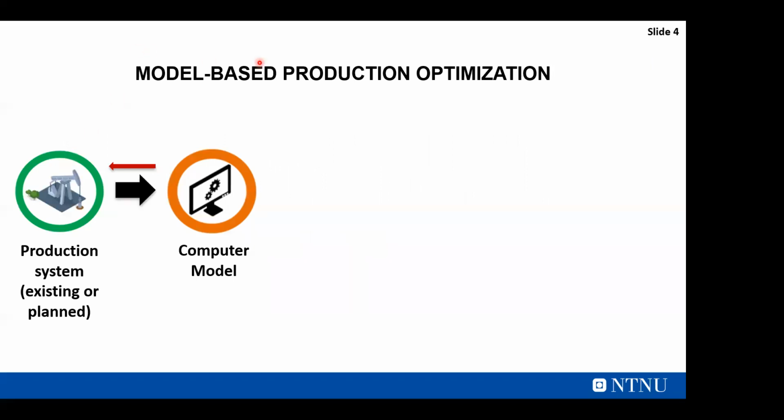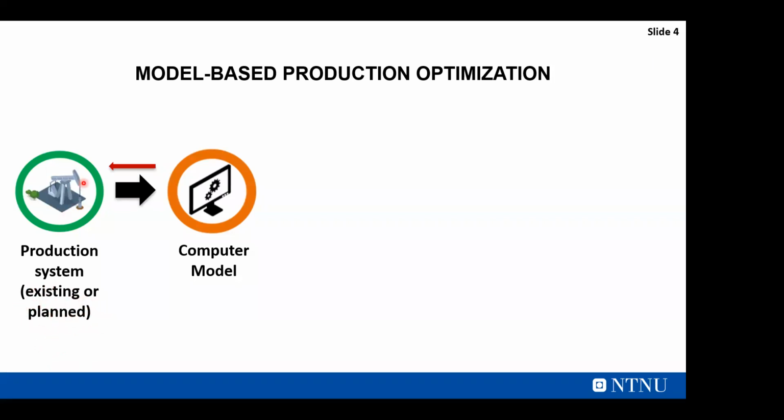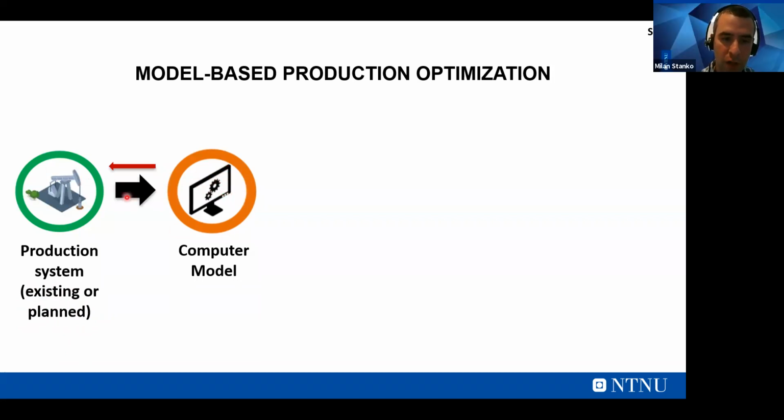So just in general about model-based production optimization, what do we mean by that? We have a production system that can be an existing asset in operations, or it can be something that we are planning to develop. And we create a model. We take data from that system. If we have a lot of measured data, we can tune properly and develop a proper model. But sometimes we just have a very rough model, like if we are in the planning phase, and we don't yet have much information to populate this model.